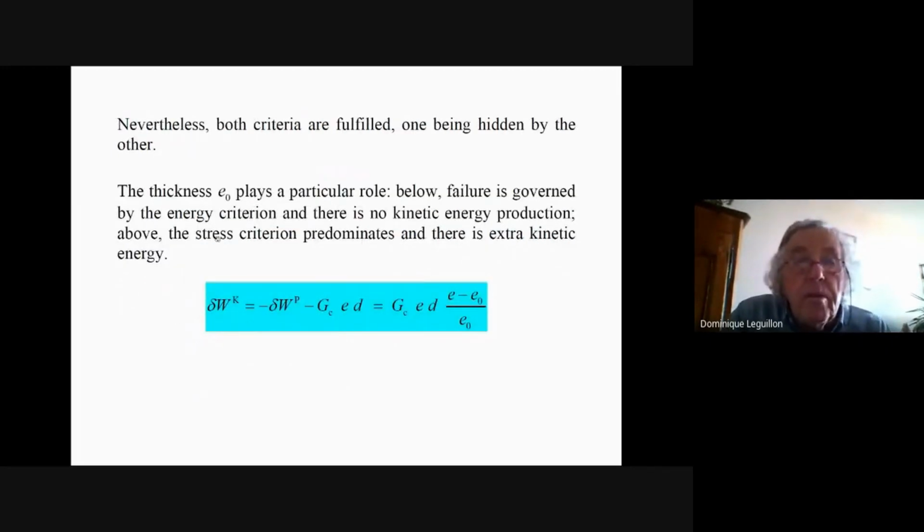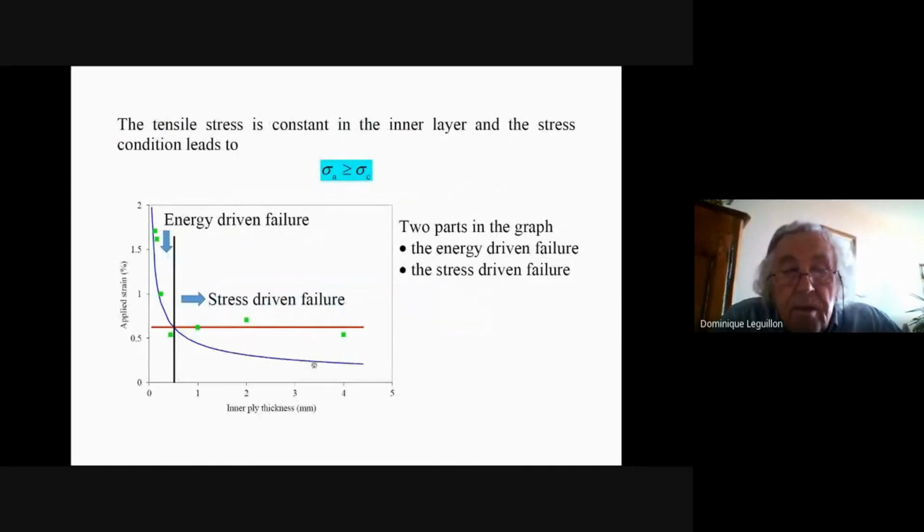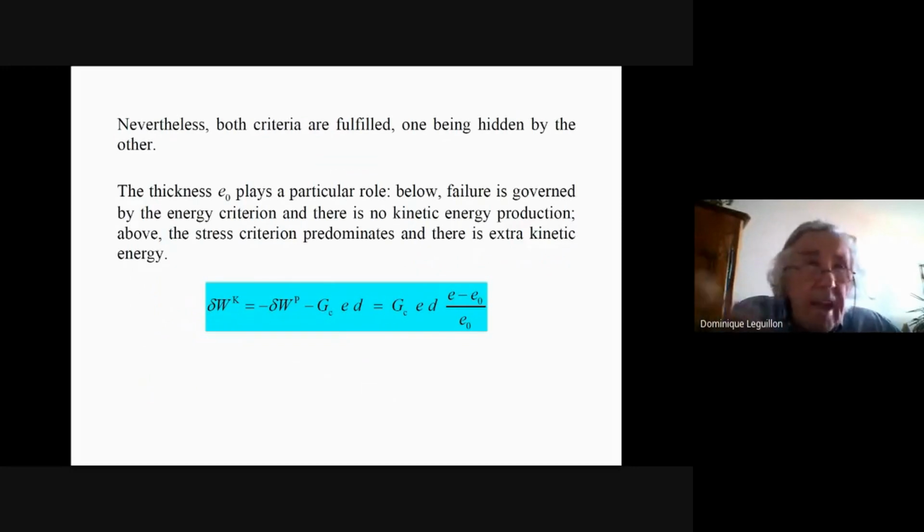The transition thickness E0 plays a particular role: below, energy-driven failure; above, stress-driven failure. And of course, in this case, you see that this is the energy. You are still loading up to here to have a failure. It means that there is some extra energy that, from an energy balance, can be, for instance, kinetic energy, waves, noise, and so on.